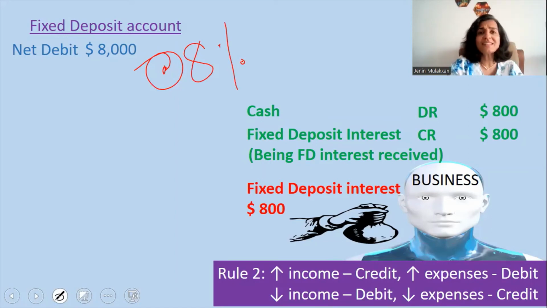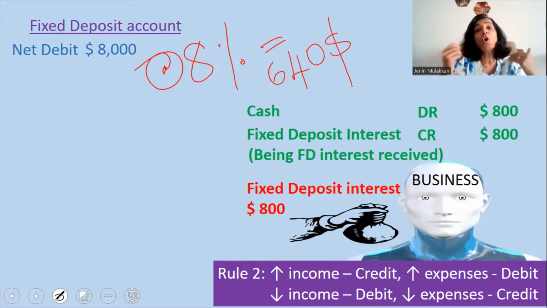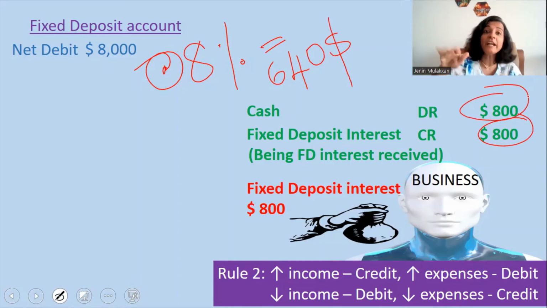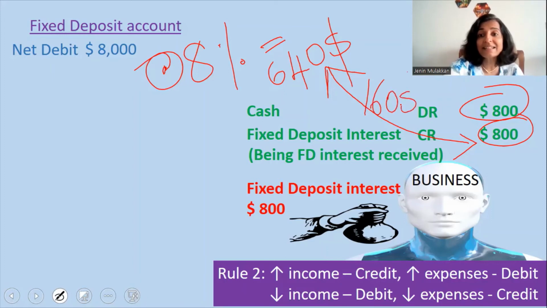So what is the interest that the business has received? It's 8,000 into 8%, or $640. But we already passed the entry for $800. And in accounting, there is no question of erasing an entry that has already been recorded. So what should you do? We should pass an entry for rectification to the extent of how much? 800 minus 640, or $160. So the reversal entry should be exactly the opposite.